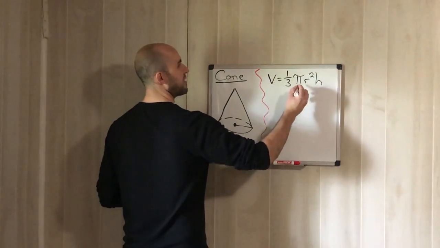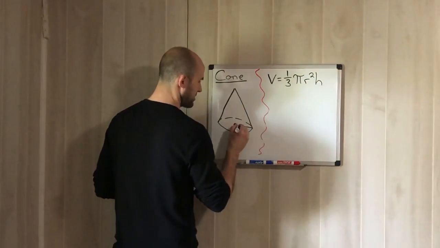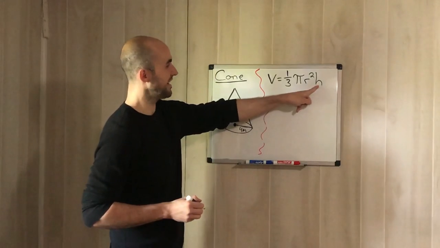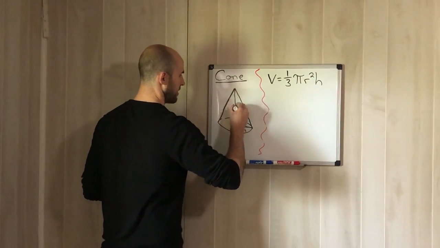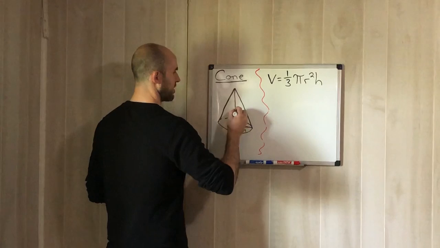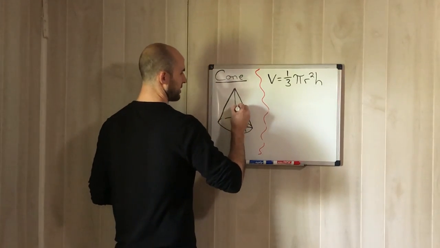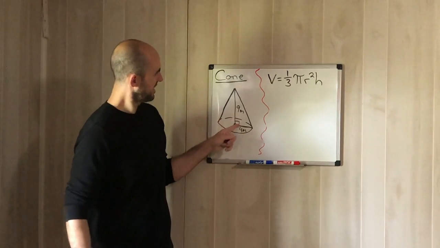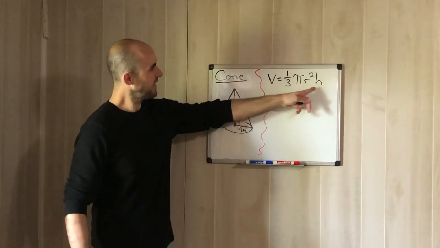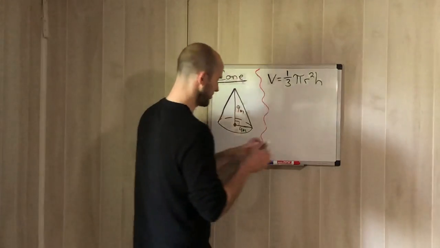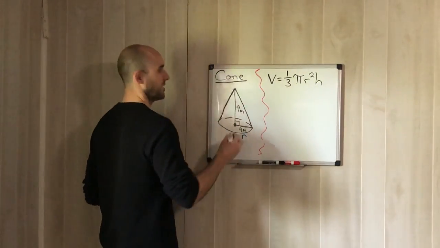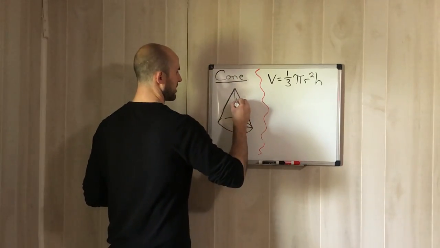So again, we have 1/3, we have the pi, we need a radius, which in this case, let's make the radius 4 meters. And we know we need a height, and again, the height's going to be on the inside. Let's make the height of this cone 9 meters. So we know that the radius is 4, which is what we need, and the height is 9. And once you have that, it's all just substituting.